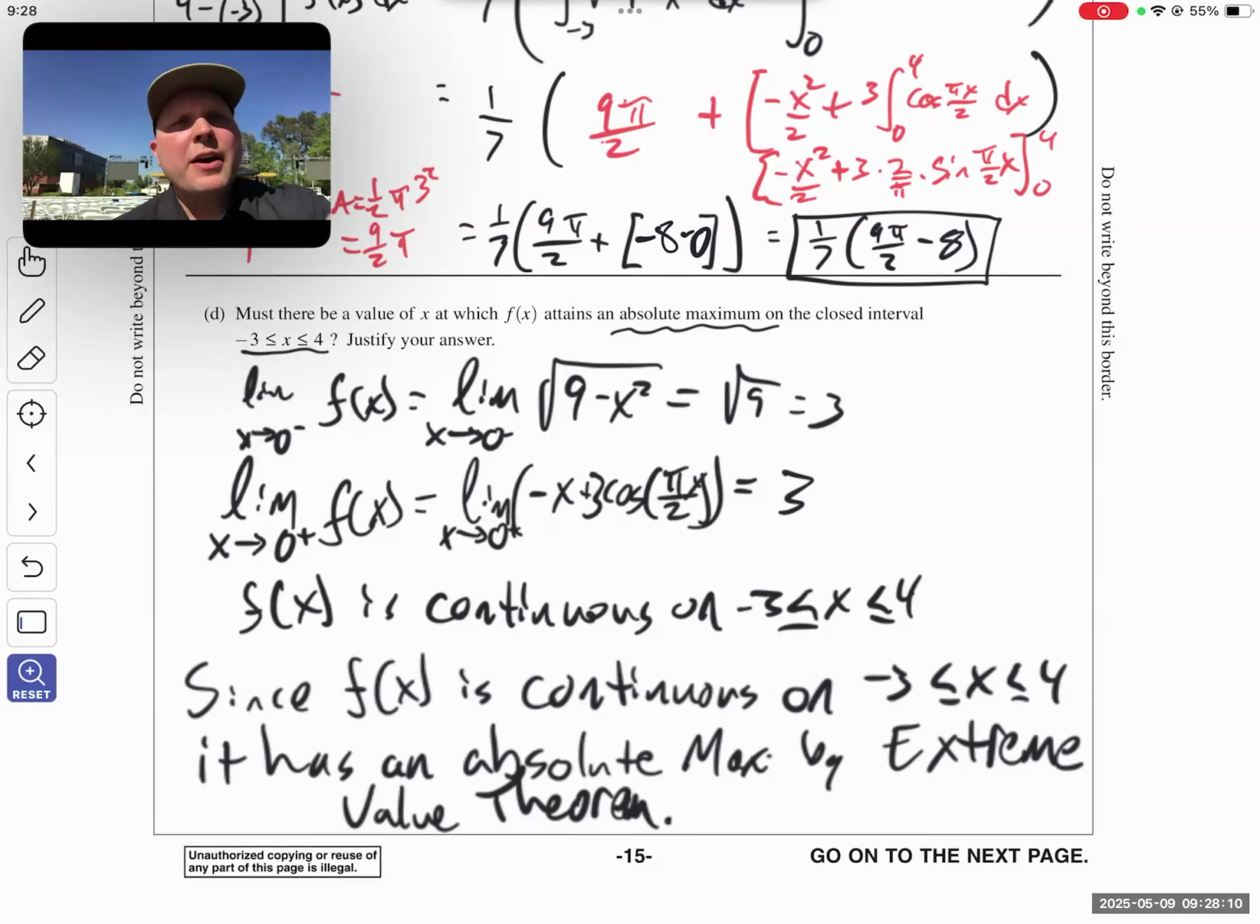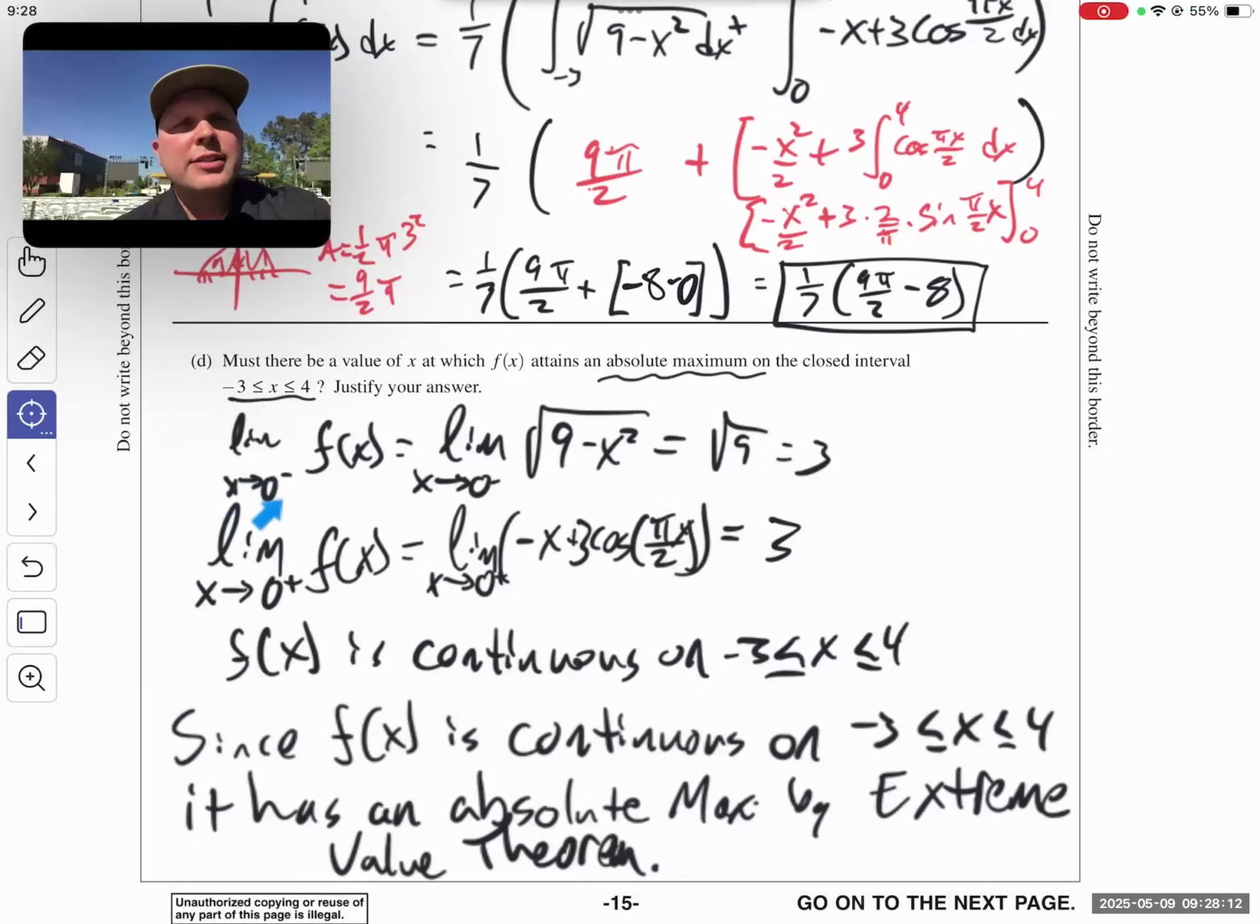So we got to find the limit of the first part as x goes to 0 from the negative, from the left. That's this using the left. Well, as we go to 0, this becomes 3. From the right, we're using the cosine part. And so as x goes to 0 from the right, the positive there, plug in 0 to this, and we get 0 plus 3 times 1, which is 3. These are the same. So f of x is continuous on that interval.